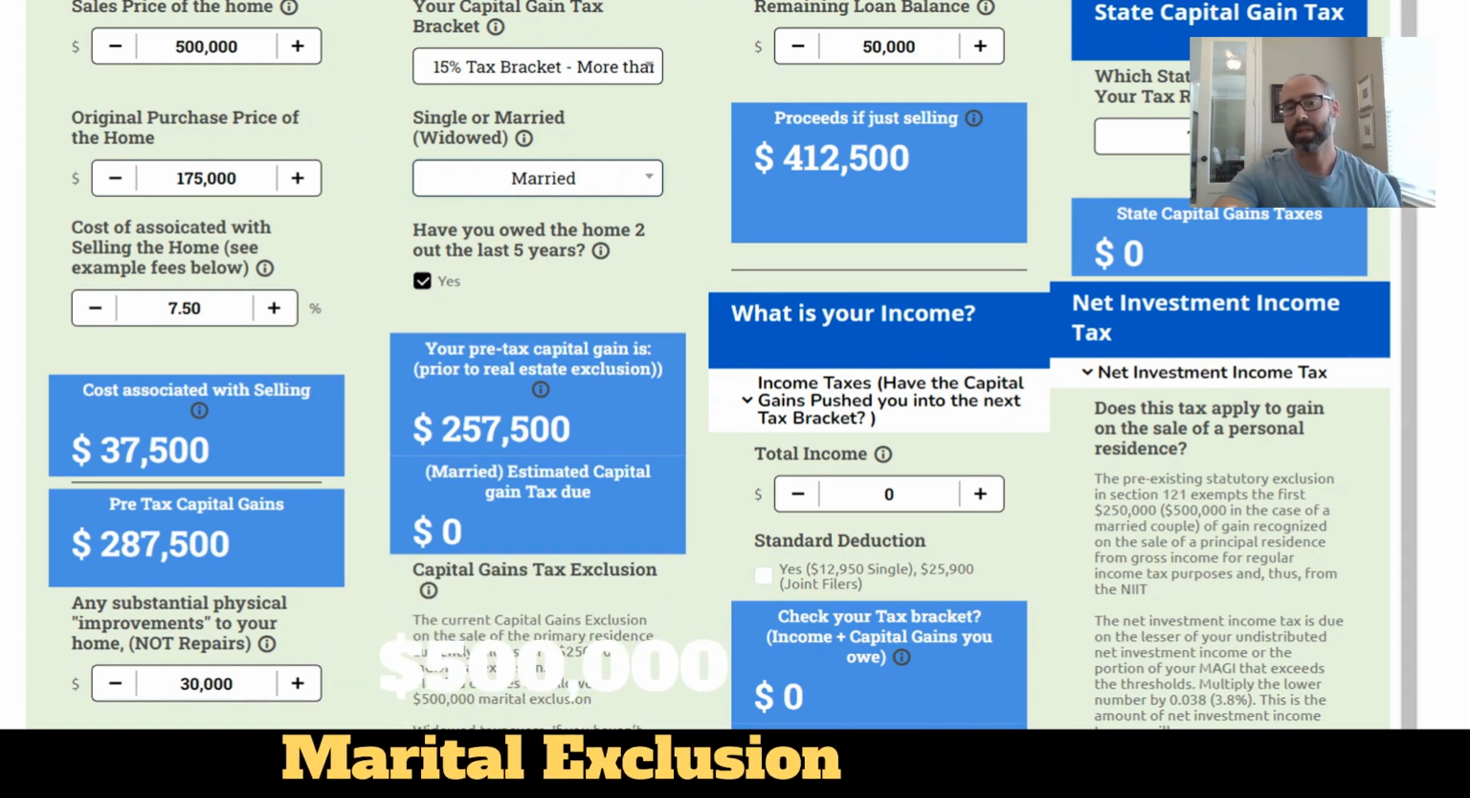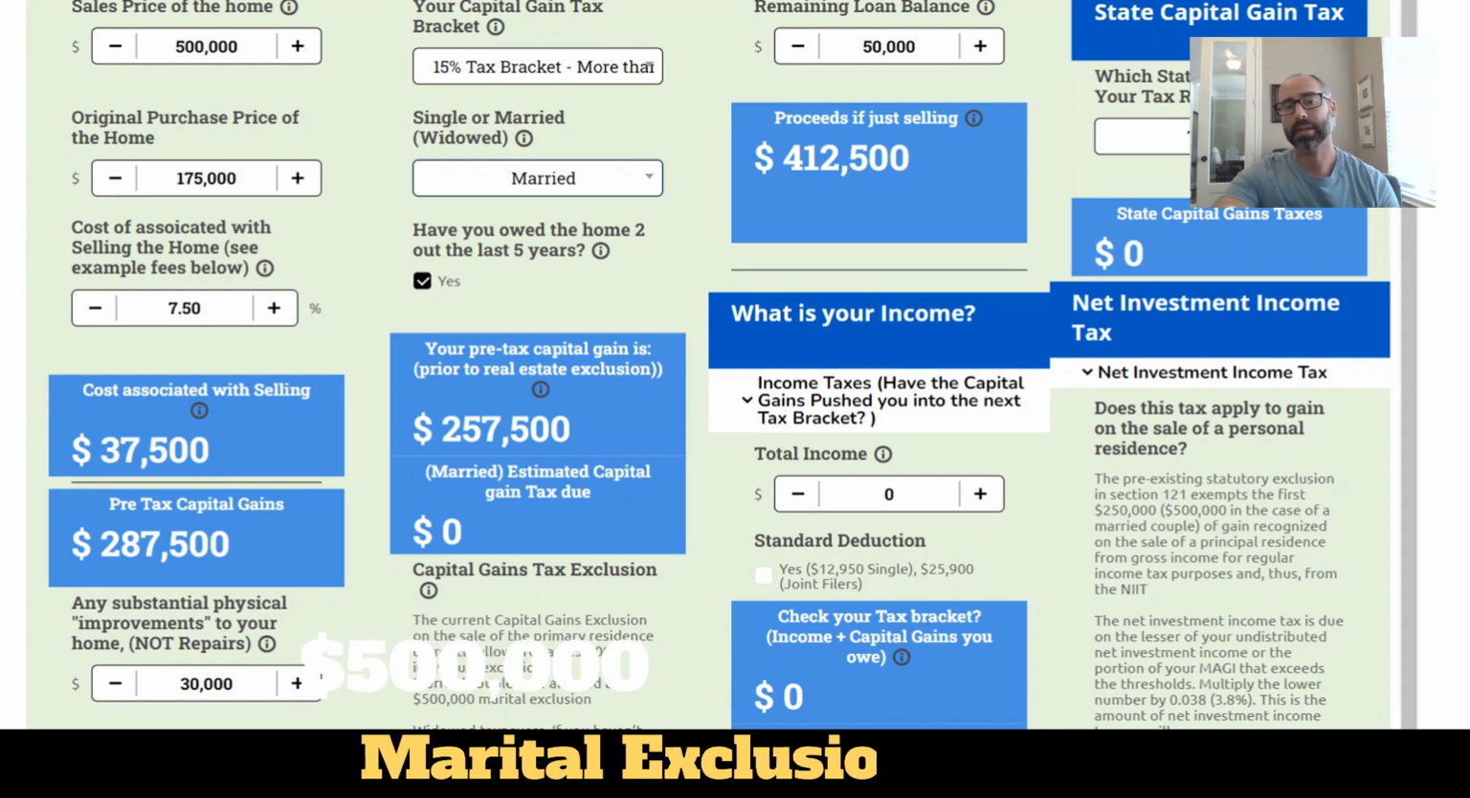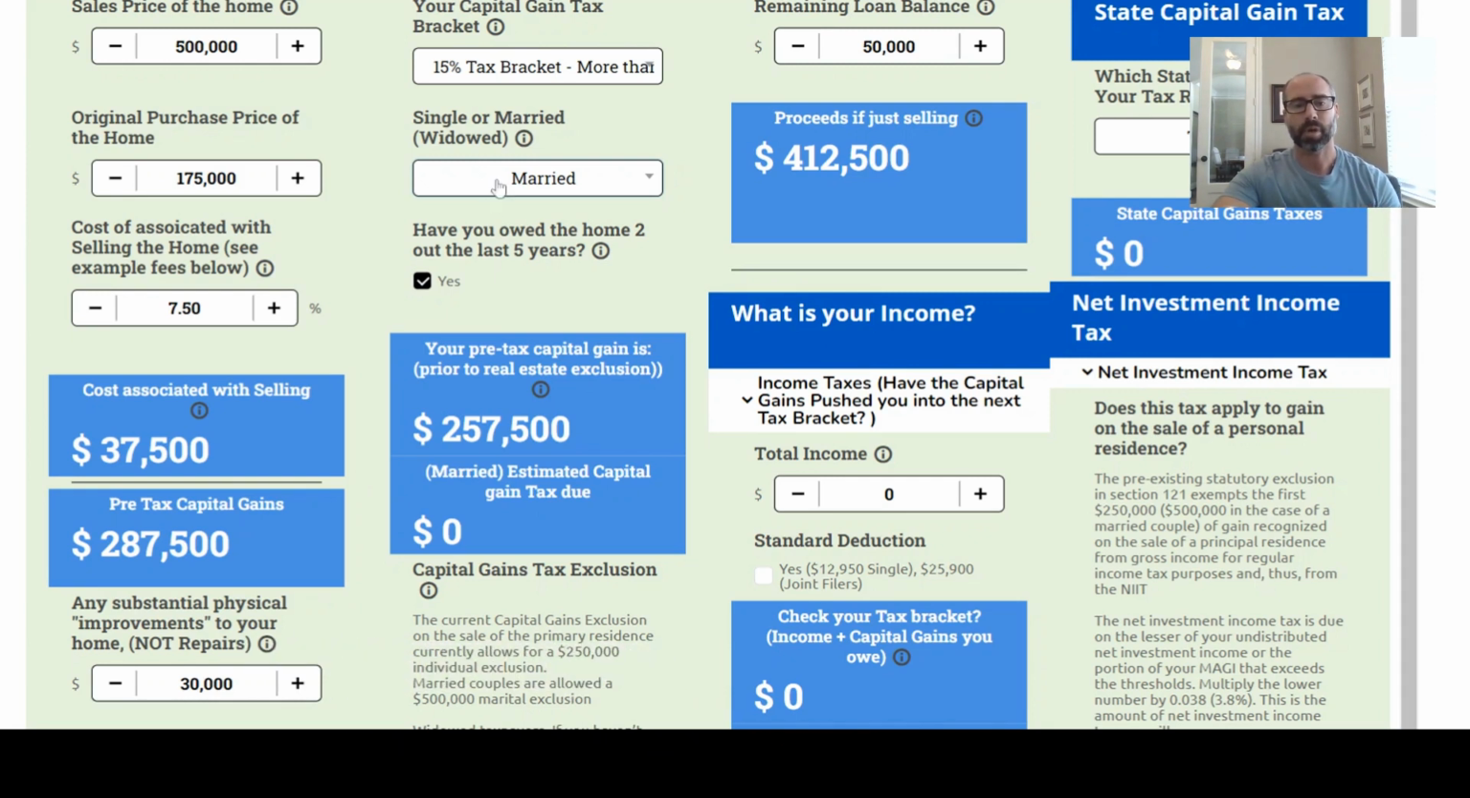Now, if you're in California or some other states, or you have a large home and it's worth a lot of money, you'll obviously end up paying those taxes.